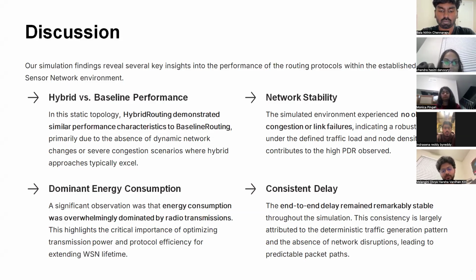Another important observation is related to network stability. Throughout the entire simulation, there were no noticeable signs of congestion, packet loss due to link failure, or major disruptions. This stable environment allowed the network to maintain a high packet delivery ratio, which indicates reliable communication between the nodes. We also noticed that energy consumption was dominated by radio transmission.